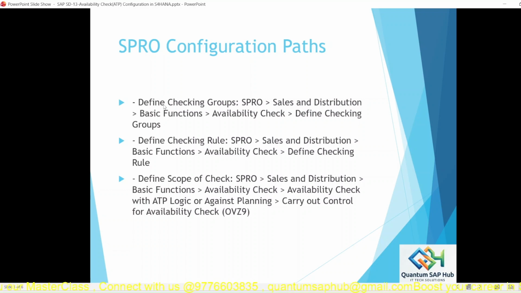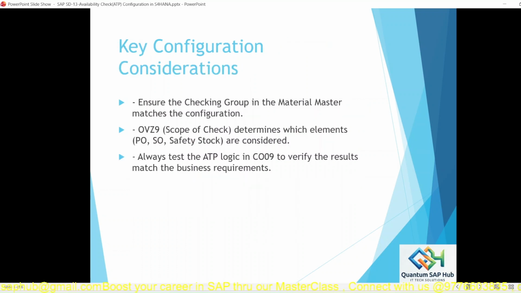How do we define the checking group? We do it through the basic function, availability check: define checking group, then define checking rule, and scope of check. These are three major configurations done by SAP, or if you want to customize anything, you can do it.